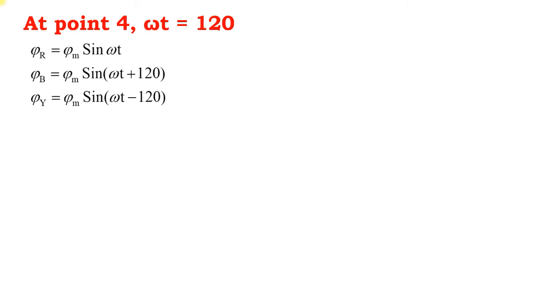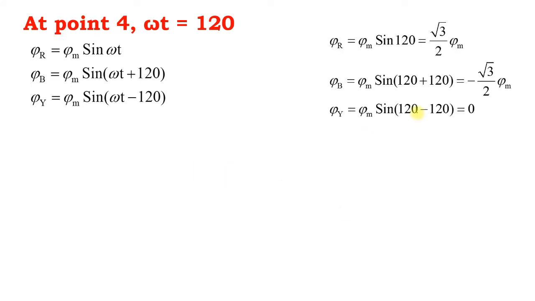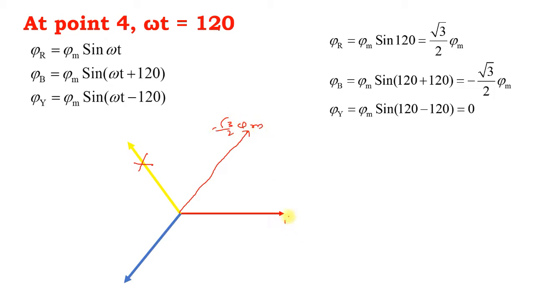Again we'll go to the next instant. At this instant omega t is equal to 120 degrees. Let us put this value in the flux equations. These are the results we're getting. Now we'll represent the vector diagram for the calculated flux values. In this case phi y is equal to 0, and phi b has a minus sign with the magnitude of root 3 by 2 phi m, and this is root 3 by 2 phi m. The resultant of these two vectors is phi r.